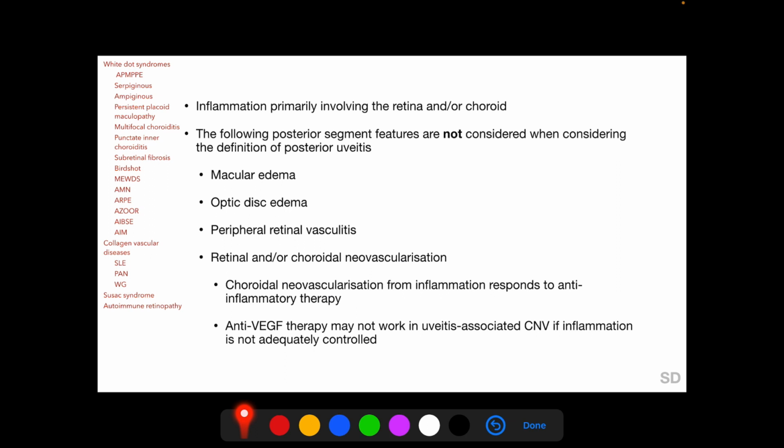Anti-VEGF therapy, which is the standard treatment for choroidal neovascularization associated with entities such as ARMD, myopia and so on, may not work in uveitis-associated choroidal neovascularization if the intraocular inflammation is not adequately controlled simultaneously.